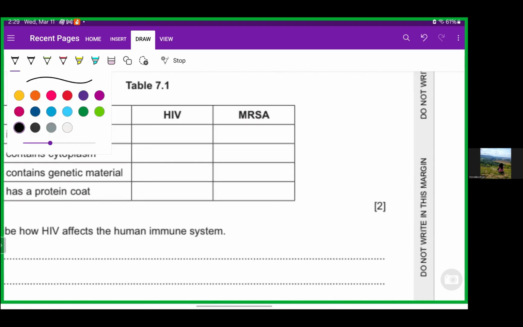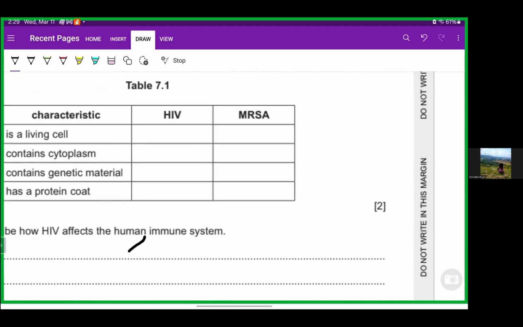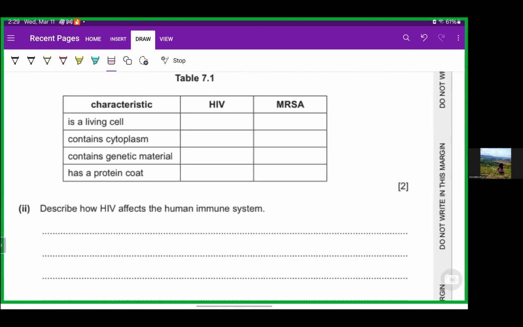So we know that HIV is not a living cell. However, MRSA, which is the bacteria, is a living cell. Hence, we will take this. Then contains cytoplasm. HIV is the virus. It does not contain cytoplasm. However, bacteria does contain cytoplasm. The genetic materials is carried by both HIV and MRSA, and the protein coat is possessed by HIV and not the bacteria.